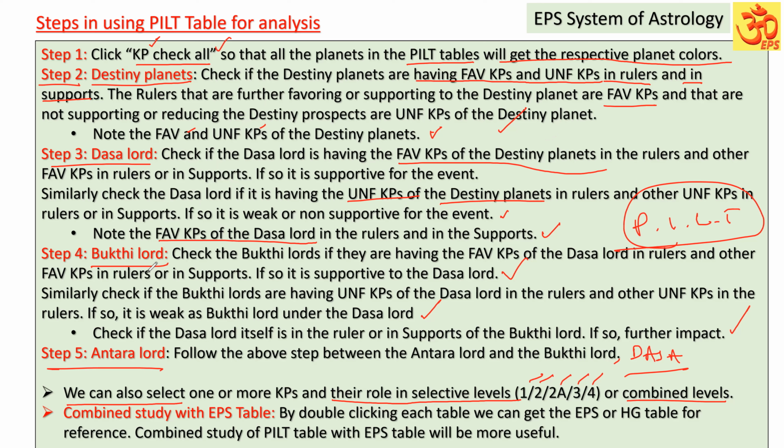And the Bukti Lord, if it is very well connected to the Dasa Lords, favorable or unfavorable, forming the PILT connection, we can easily identify that. Similarly, we can check the Antara Lord also. I think you're able to understand.